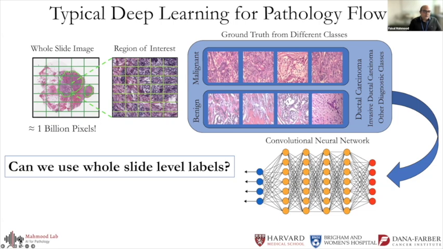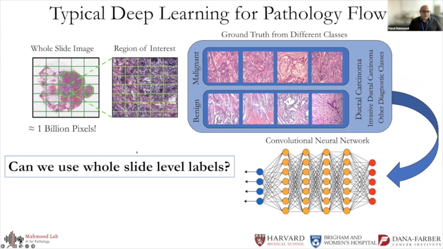So a typical workflow for most deep learning studies has been that someone would go in and annotate a region of interest within this slide, and then eventually you'll have a region of interest that's annotated by an expert. And you can chop it up into finer, smaller patches, and then those patches can have labels that would then be fed into a convolutional neural network, and you would train this.